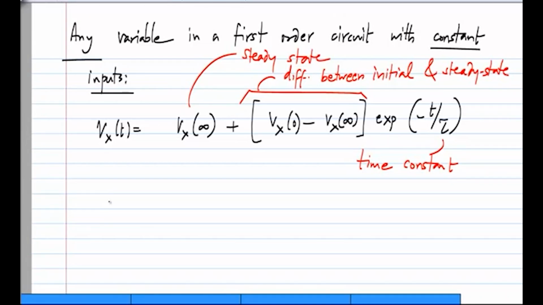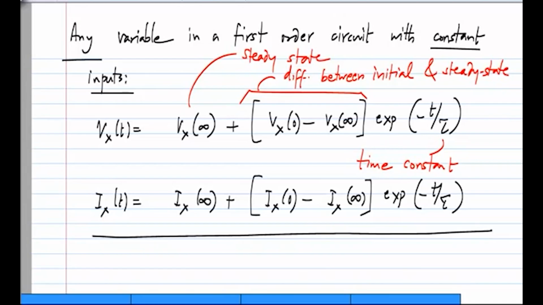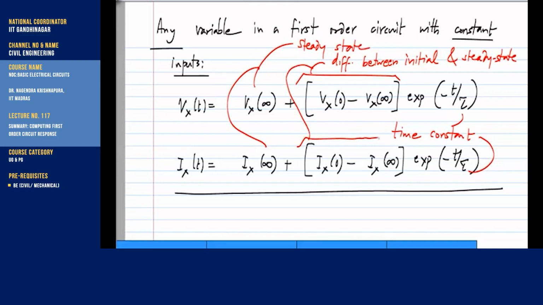Okay, and this is true for any current also. In general, it will be of this form. And of course it will have the same time constant. Okay, so this is the time constant, this is the steady state value, and this part is the difference between initial and steady state values. What is the point of writing down all this?